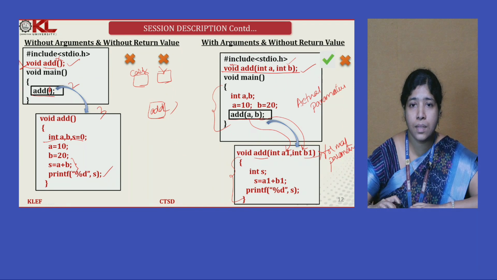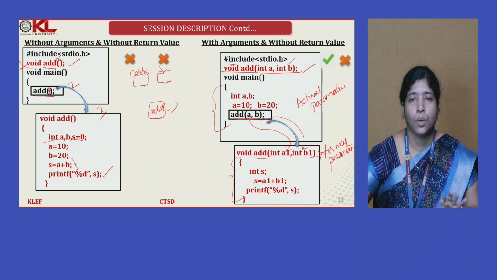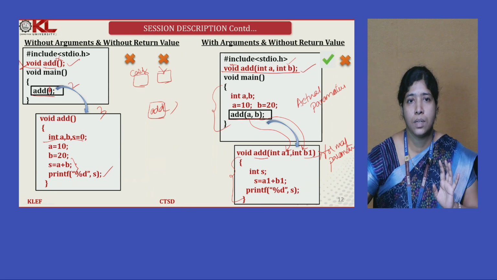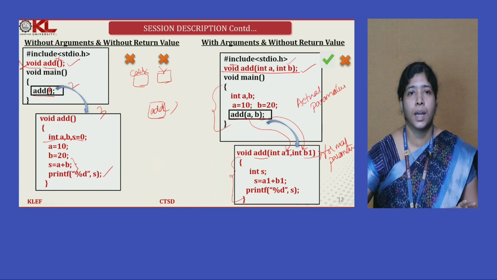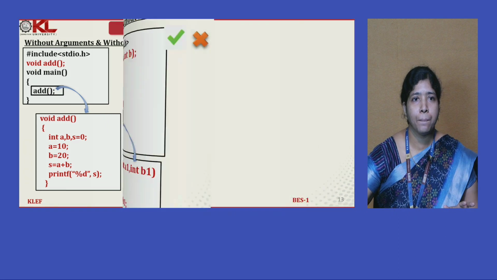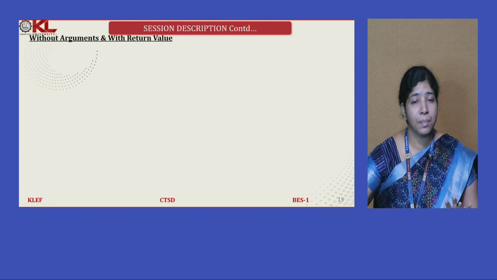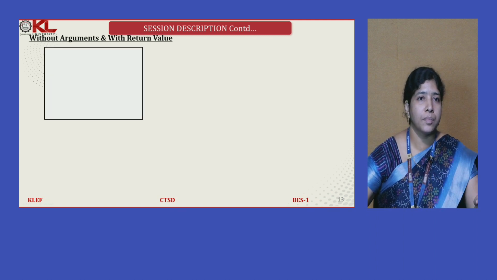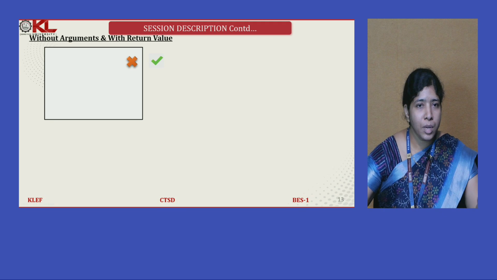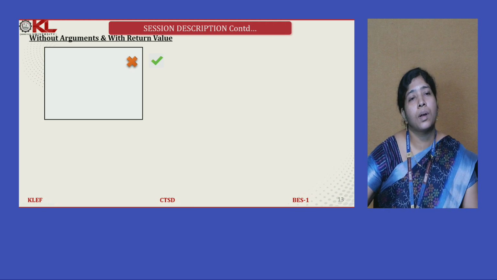So I am passing the inputs and I am doing the processing here. These are the two categories we have seen first. We will go with the other two categories now. The third category is without arguments and with return value. Without arguments means I am not going to give any inputs. With return value means I am expecting some output, right? So no inputs, but I want some output from the user function.